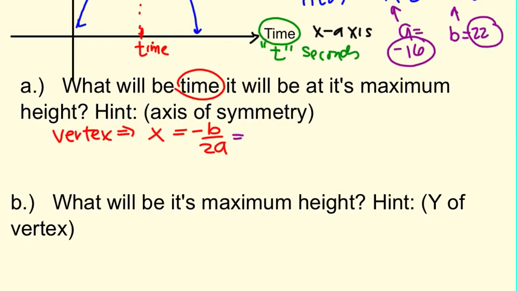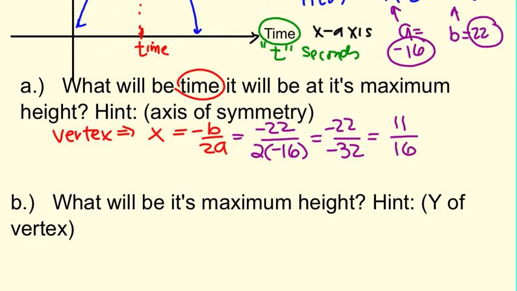So opposite of b is negative 22, over 2 times a, which is negative 16. So negative 22 over negative 32, a negative divided by a negative is a positive. And then you can reduce that down by half, so 11/16. So that's our time. As a decimal, it would be 0.6875 of a second. So a little over half of a second is the time that the ball will be at its maximum height.